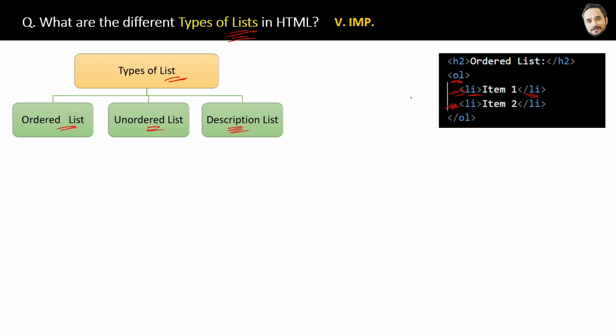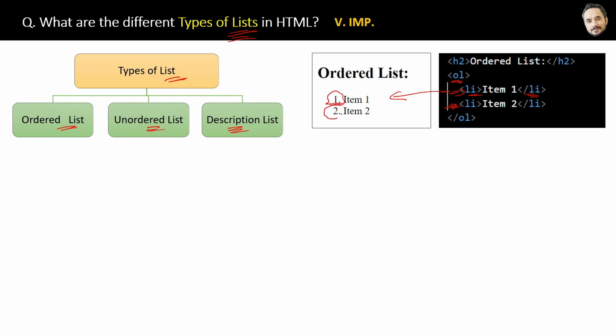And here is the browser screenshot for the same ordered list. And if you notice, list items are ordered and numbered like 1, 2, 3 by default. So that's why we call them what? Ordered list, because the items here are ordered in a sequence.